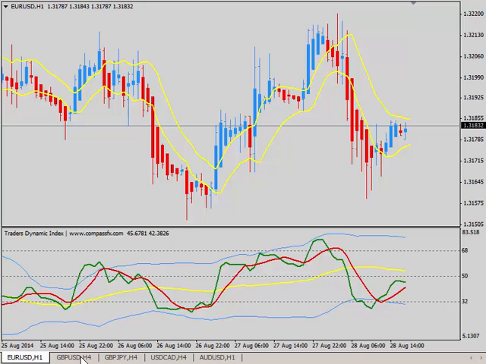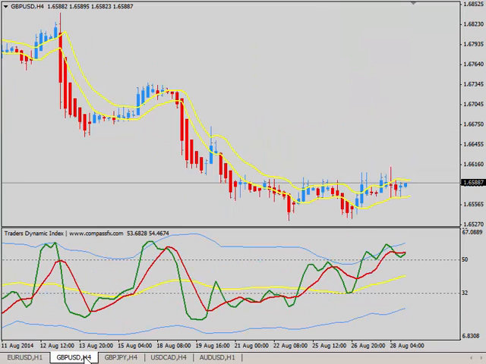Let's go take a look at a couple other charts and let me show you what I'm talking about in a little bit more detail. When you look at the pound dollar on a 4-hour chart, today I did not trade the pound dollar because when I looked at the 4-hour chart, we're pretty much inside the price action channel.